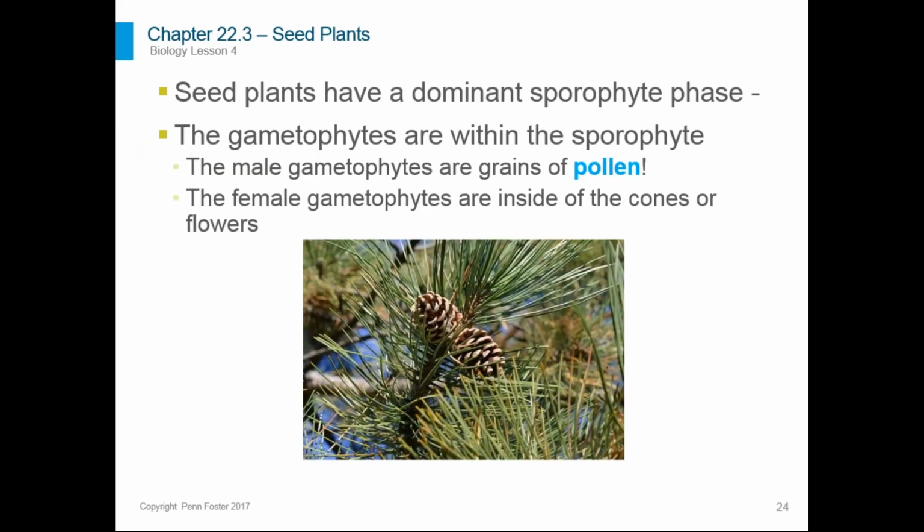Seed plants have a dominant sporophyte phase. The gametophytes actually just develop as a little part of the plant. They're reproductive structures within the sporophyte. The male gametophytes are grains of pollen, and the female gametophytes are inside of the cones or flowers. Okay, so when you look at a tree, you're mainly seeing the sporophyte, and the gametophytes are hidden in here.